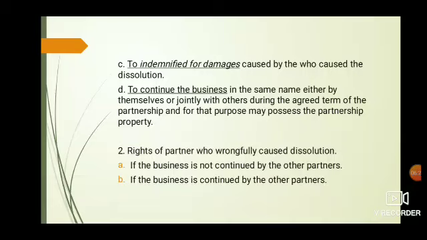So, if the business is continued by the other partners naman, the one who caused the dissolution may have the value of his interest at time of dissolution ascertained and paid in cash or secured by bond and be released from all existing or future partnership liabilities.